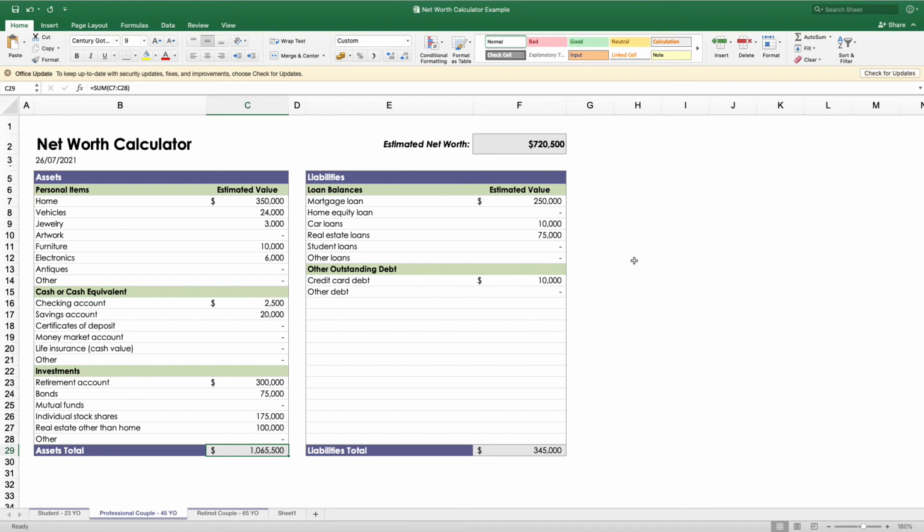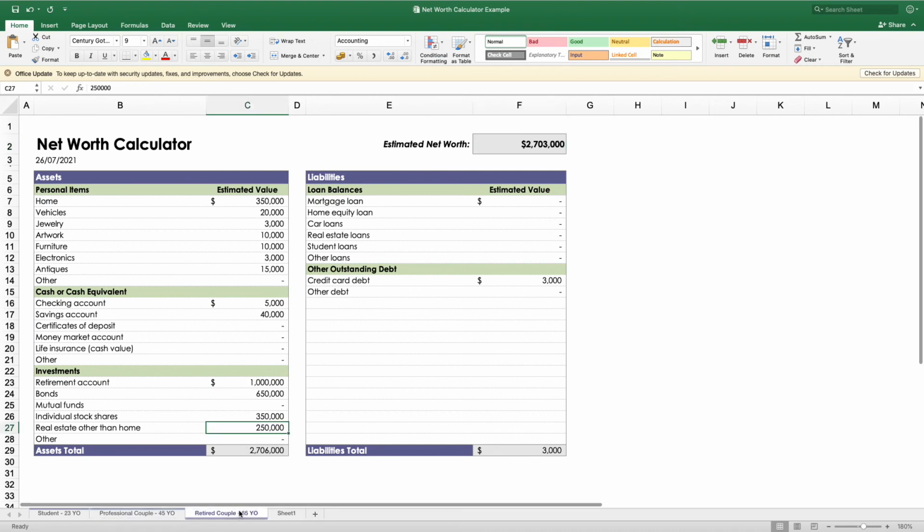And then if we jump to the liability side, we can see there's still $250,000 outstanding on the mortgage, $10,000 outstanding on car loans and a real estate loan for their rental property, and they also have around $10,000 of credit card debt. So their total liabilities here is $345,000, giving them an estimated net worth of $720,500.